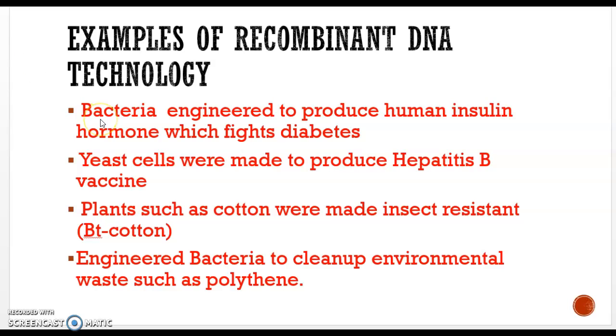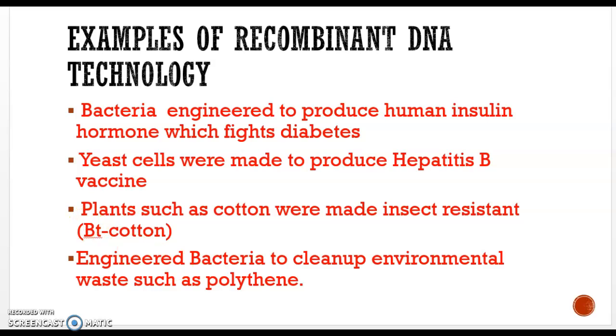For example, an engineered E. coli bacteria is used to produce human insulin hormone, which fights diabetes. Yeast cells were made to produce hepatitis B vaccine. Then in the case of BT cotton, the cotton plant was made insect resistant using Bacillus thuringiensis. Then there are engineered bacteria to clean up environmental waste such as polythene.